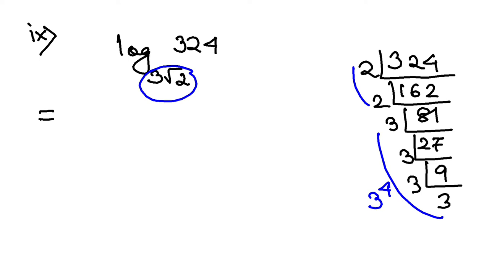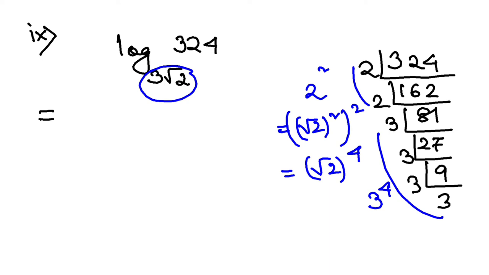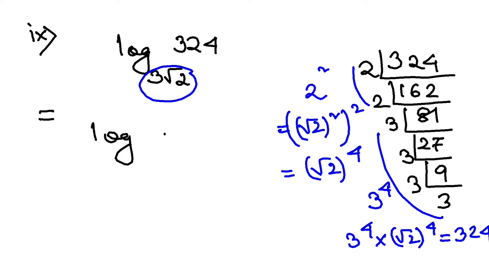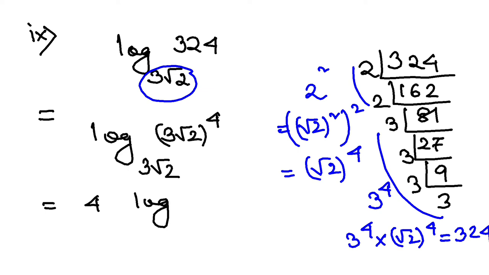But I have 2. So how many? 2 square, isn't it? 2 square, how will I break? Root 2 whole square to the power 2. I think you have understood this part. So I'll have root 2 whole to the power 4. So 3 to the power 4 into root 2 whole to the power 4 is 324. Alright. So now I'll come back here, so I can write it like this. 324 is 3 root 2 whole to the power 4, base is 3 root 2, 4 will come forward, log 3 root 2 base 3 root 2, and as you can see over here, my final answer will be 4.